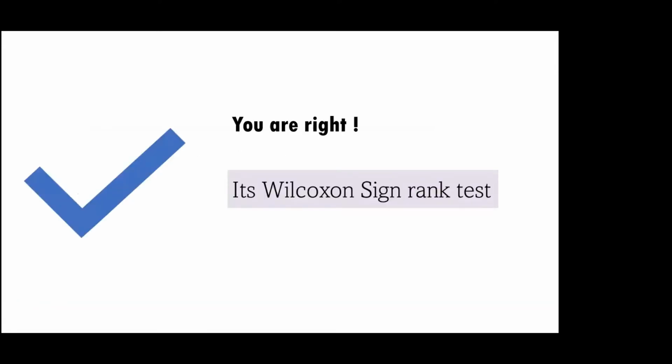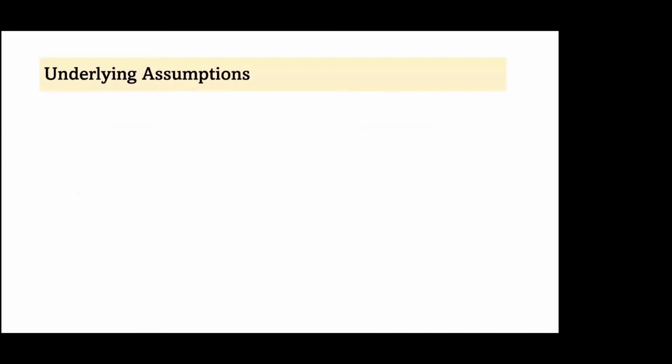So the appropriate test is the Wilcoxon Signed Rank test. There is a Wilcoxon Rank test also, which is the non-parametric analog of the one sample t-test, which I have not told you. Maybe we can cover that at the last if time permits, after ANOVA.